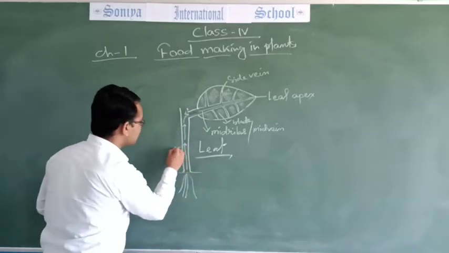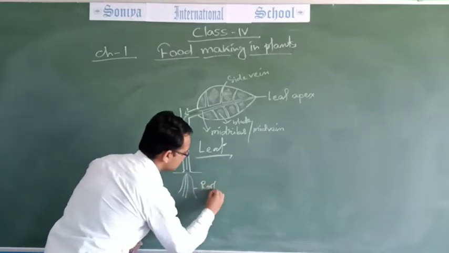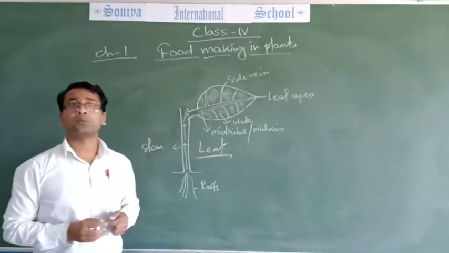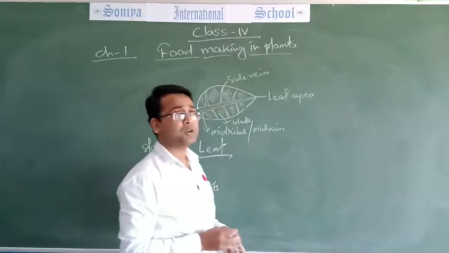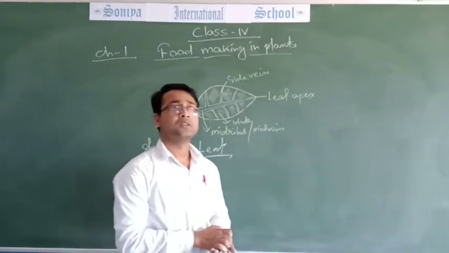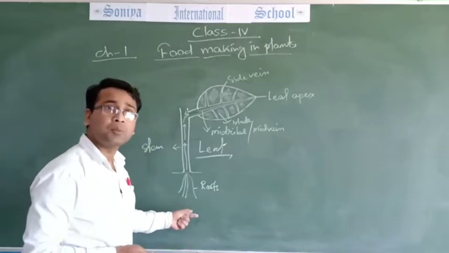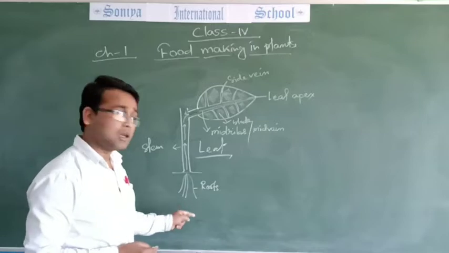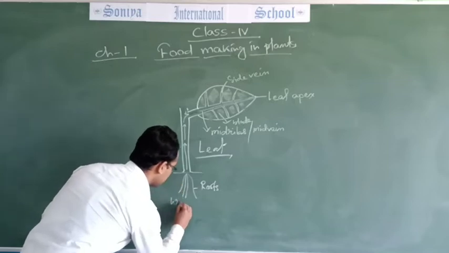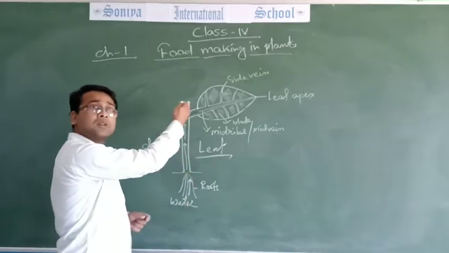This is stem and roots. Sunlight from the sun, carbon dioxide from the air, and water from the soil, by the help of xylem in the roots. Underground water is taken by the roots with the help of xylem.